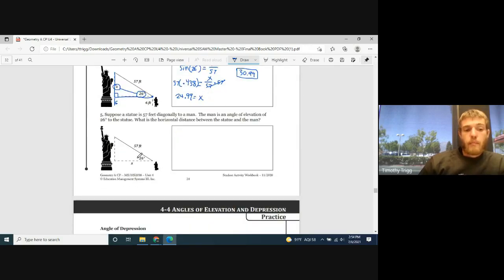This one, see if you can answer this one on your own. Here you won't have to add the height of the man. You won't have to add an extra 6 feet or anything like that. You're just going to be using a trig function to help you find the distance from the man to the statue horizontally, okay? So I'll give you a hint. In this case, we're going to be using cosine. Now see if you can figure out the rest.